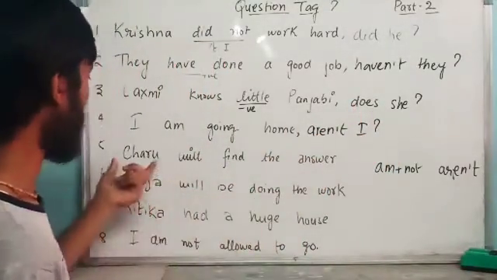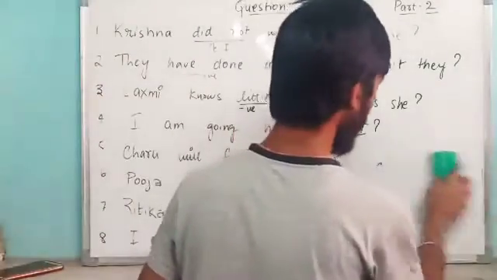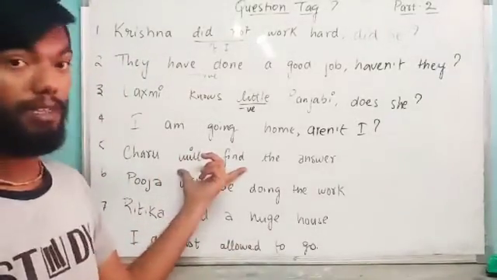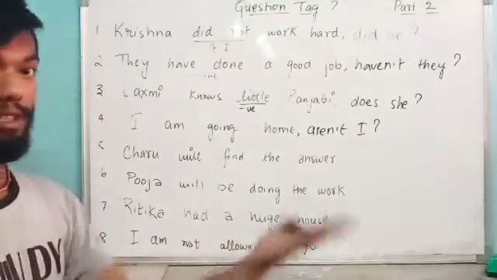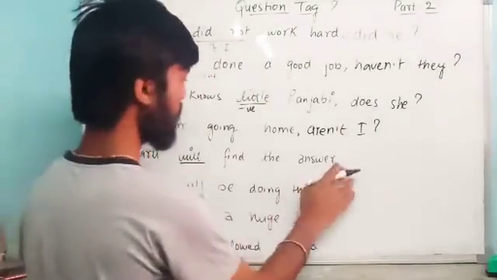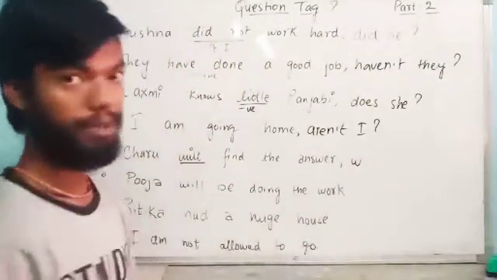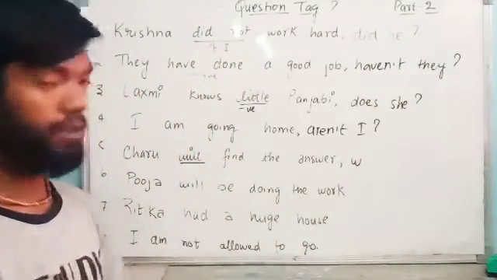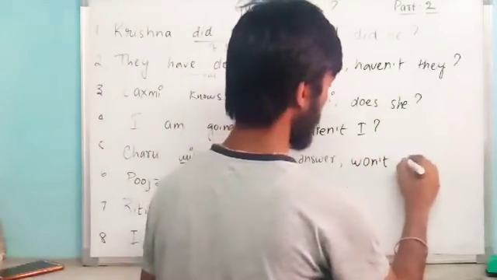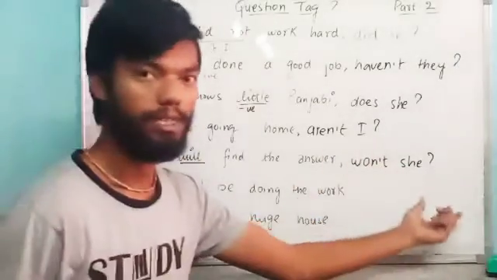Okay. Next is Charu will find the answer. Now this statement is positive, so our question tag will be negative. Again, see the sentence. This is future indefinite. So will plus not, when we merge both will and not, it becomes won't. Won't she? According to Charu, the pronoun will be she.